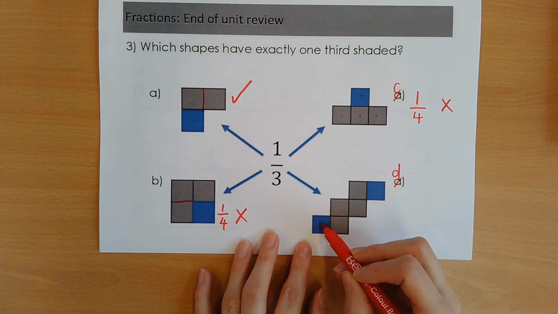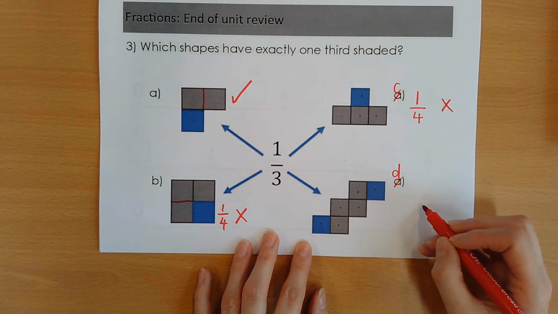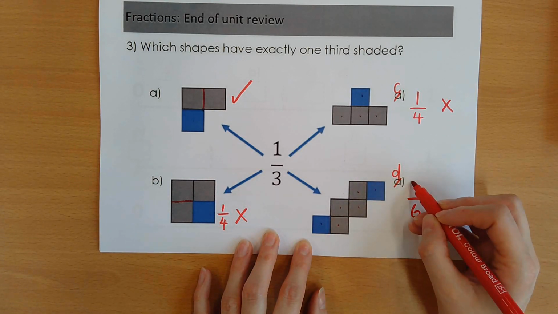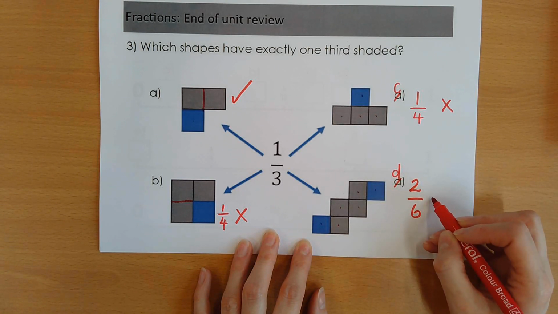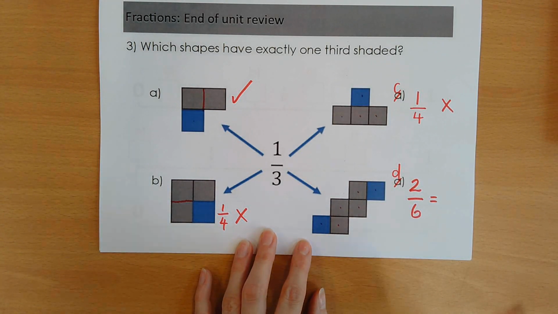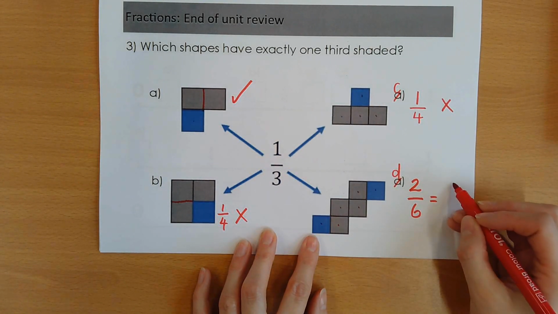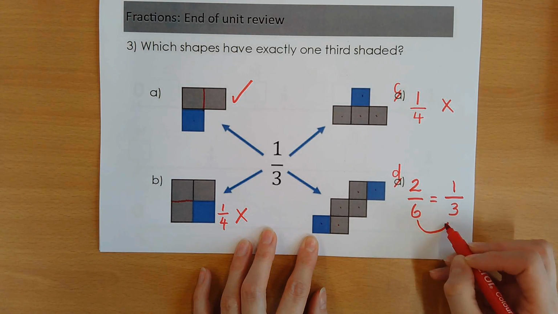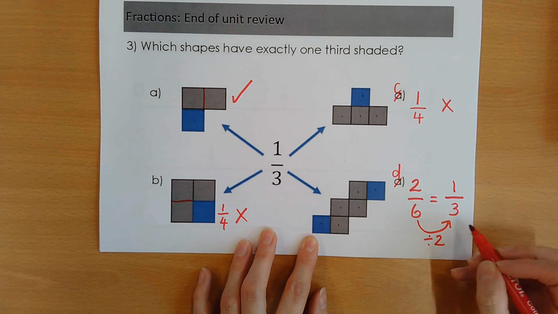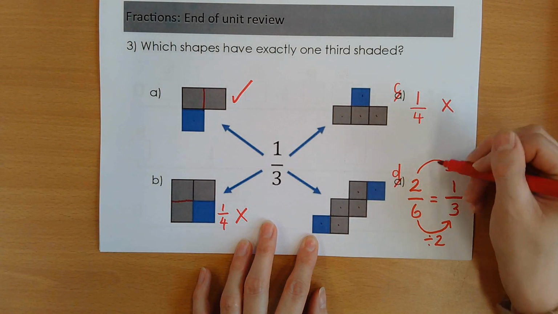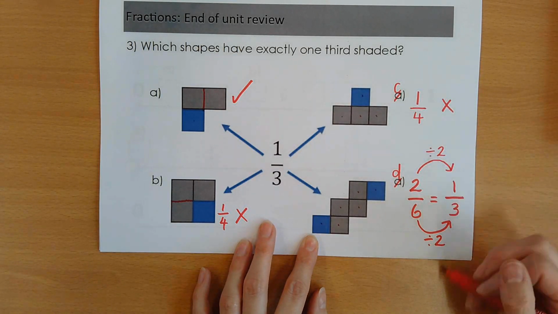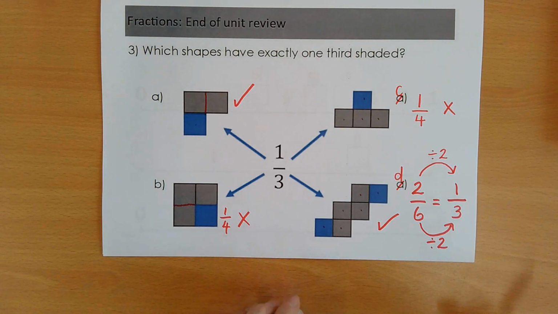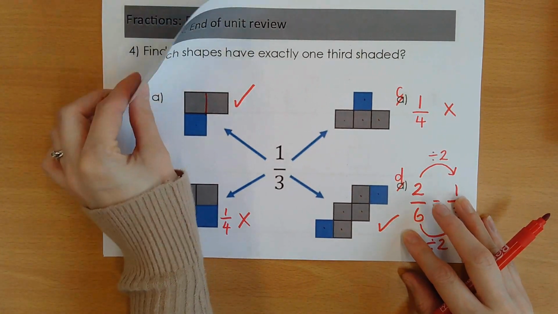And the final one, I have 1, 2, 3, 4, 5, 6 parts in total. And 2 of them are shaded, 2/6. So I think really carefully, is that an equivalent of 1/3? Let's just check that and see if it works. So 6 divided by 2 equals 3, and 2 divided by 2 equals 1. Fantastic. So D is equivalent. Well done if you managed to get those. Okay, let's look at the next question.